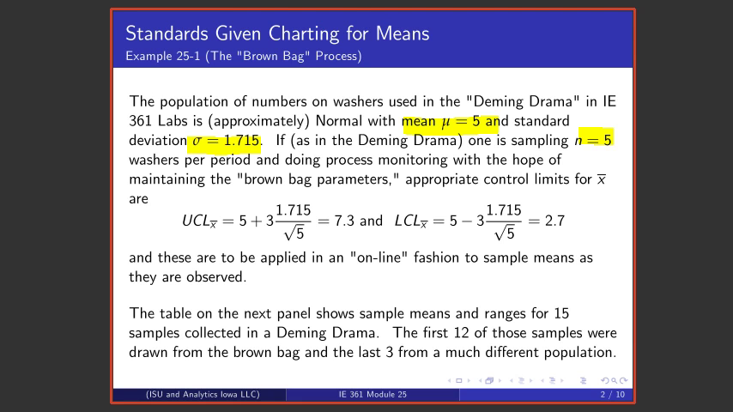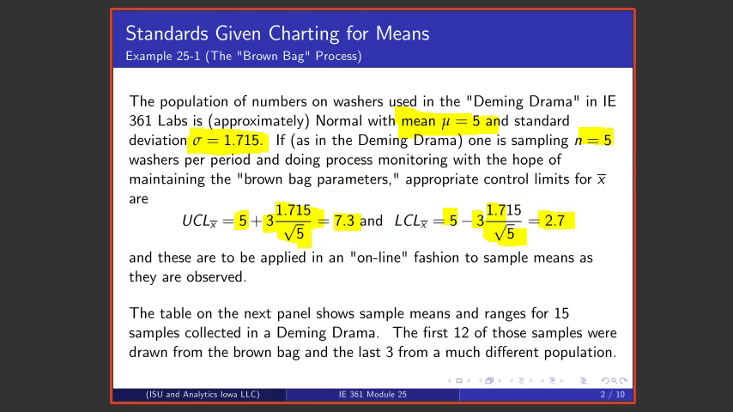We want to talk specifically for a bit about doing control charting for averages, for X bars, and control limits for X bar. Knowing the nature of the bag, knowing the nature of the process or the population, the limits are to take a mean of 5 and add or subtract 3 standard deviations of X bar. And the standard deviation of X bar is the process standard deviation over the square root of the sample size. That produces an upper control limit of 7.3 and a lower control limit of 2.7.